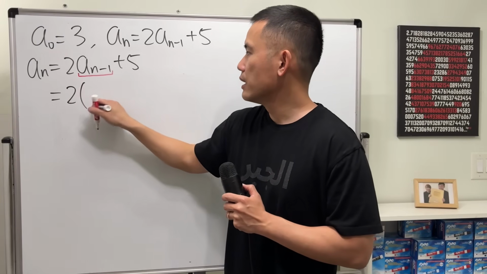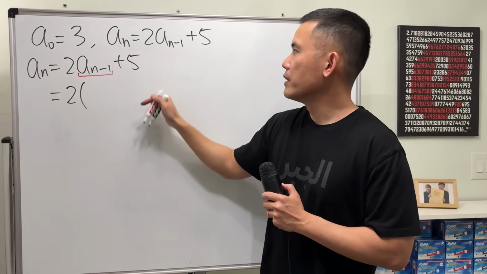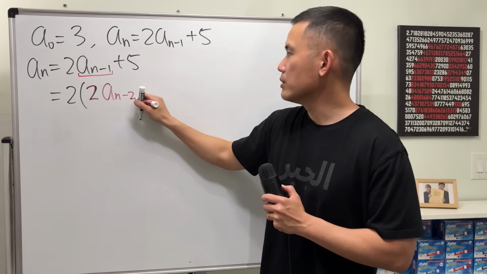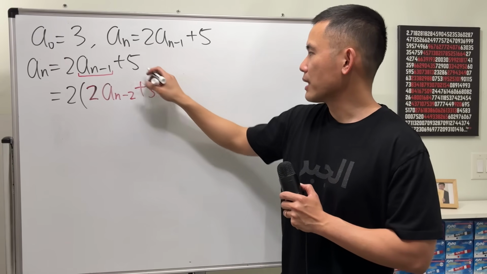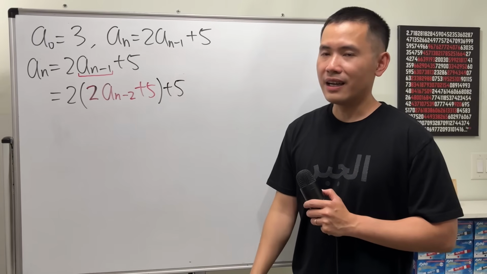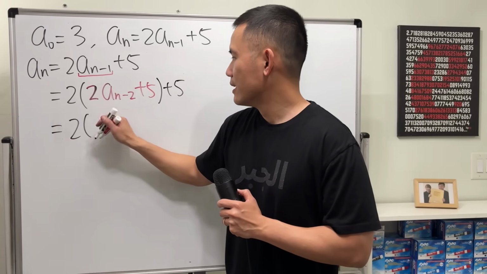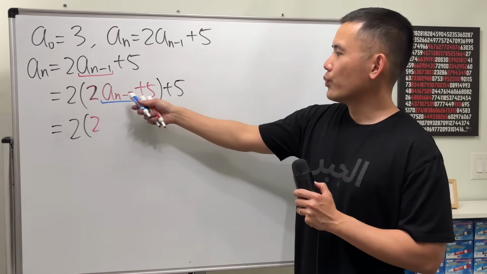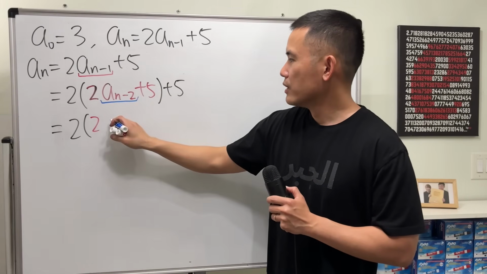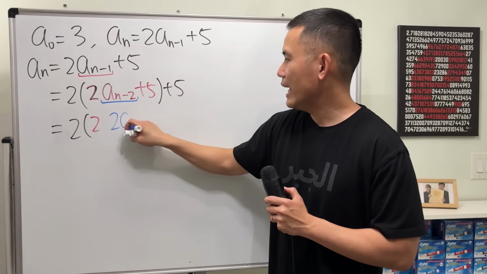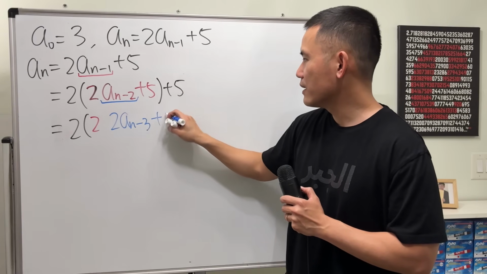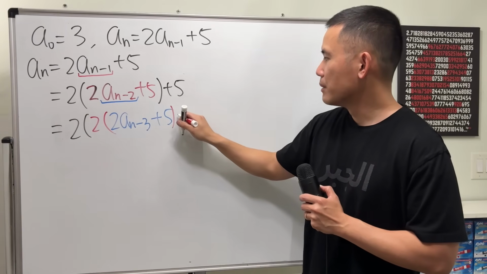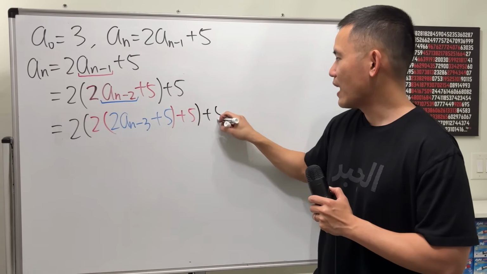So we have this 2, plugging n minus 1 into here and here, so we get 2, and then we will have a(n-2) and plus 5, and then plus this 5. Yeah, and I will do it again. I will keep this, but for the a(n-2), we're plugging this right here into here and here, so we get 2a(n-3) and then plus 5. This thing is for that, so I'll put parentheses right here and then plus 5 and then plus 5.